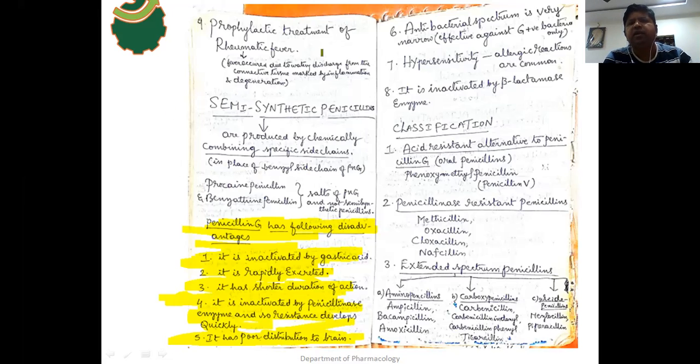And a major disadvantage is that the antibacterial spectrum is very narrow. It is effective only on gram positive, mostly on gram positive, and only a few gram negative, like I mentioned, Neisseria meningitidis and one or two other gram negative bacteria, such as Bacteroides fragilis or some Proteus bacteria. Only one or two gram negative bacteria it is effective on.